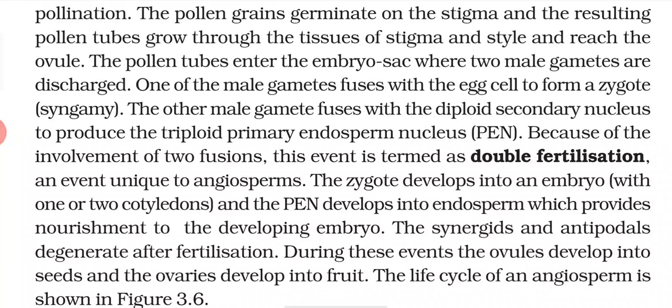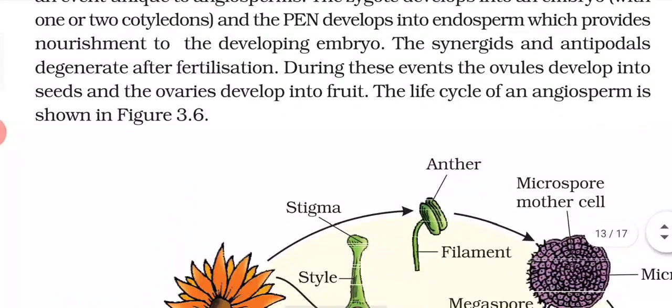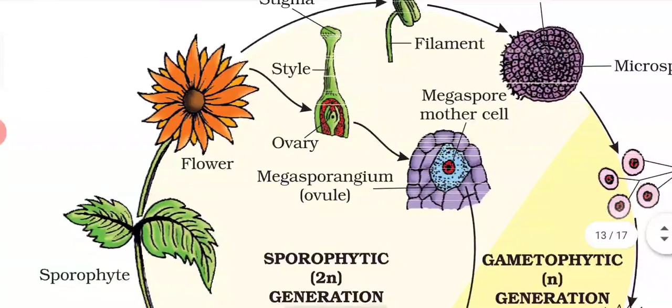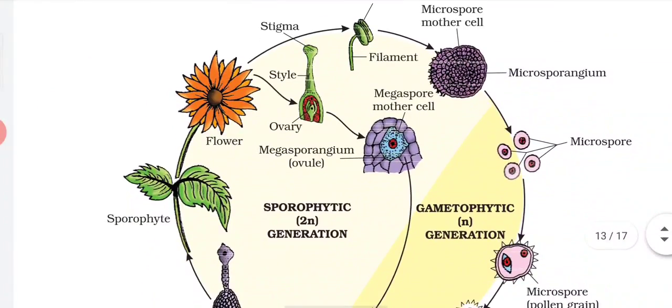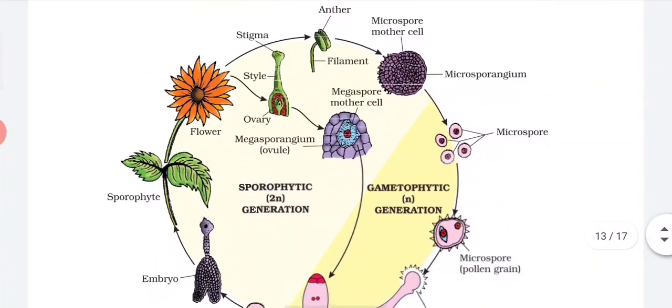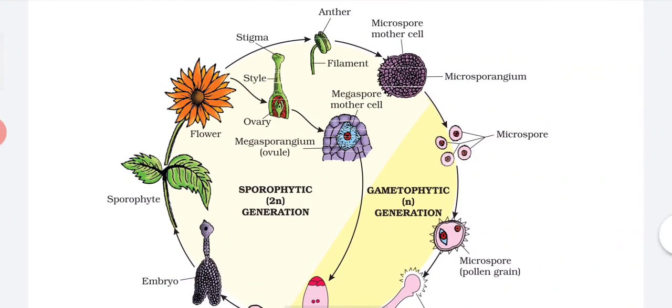Now the life cycle is represented in the above diagram. In this life cycle we can see the flower, and this flower will produce the stamen as well as the pistil. The pistil has three parts: the stigma, the style, and the ovary. The stamen has two parts: the anther and the filament.